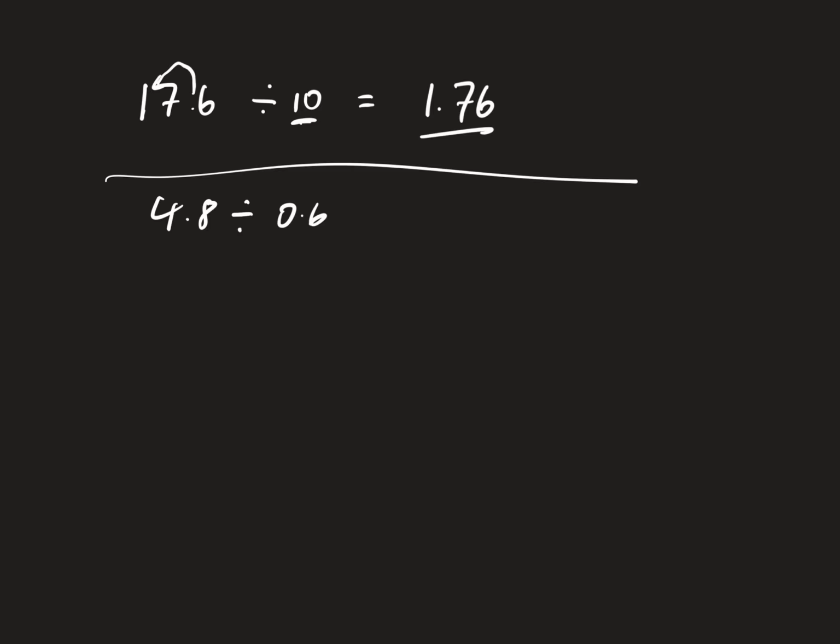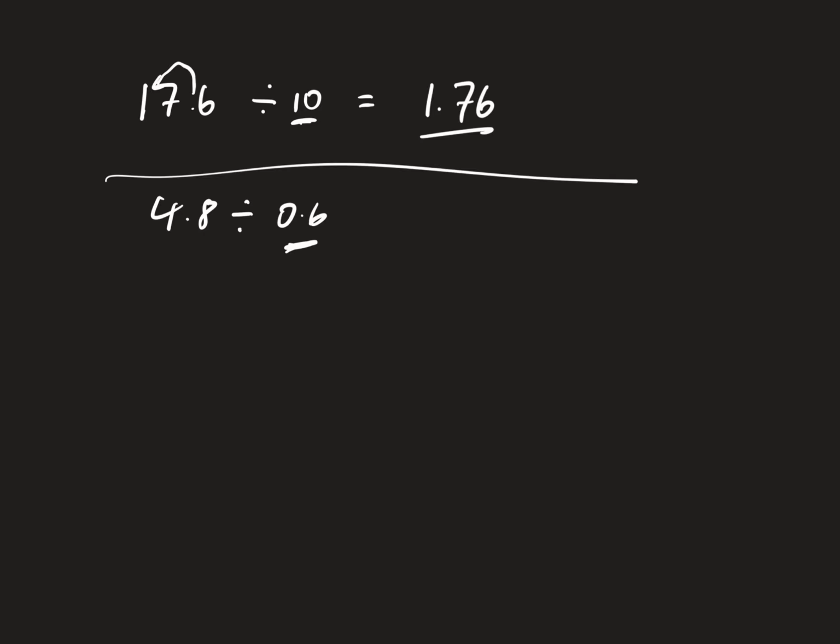Alright, so in a situation like this, 4.8 divided by 0.6, it becomes a little bit tricky. The reason why it becomes a little bit tricky is because in maths, at this level, secondary school, we do not like dividing by a decimal, right? It complicates it a lot. So what we do is we change the divisor, which is what we're dividing by, to a whole number.